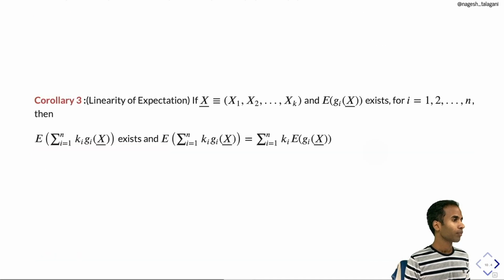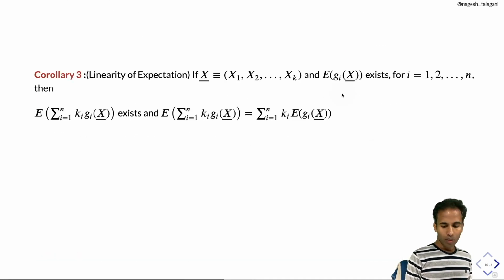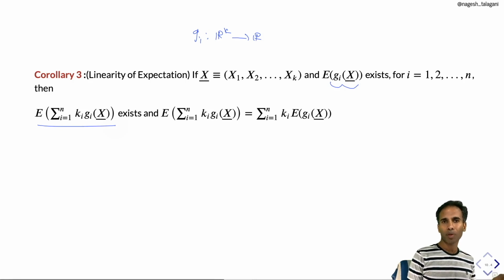Next, Corollary 3. Let X-underbar be a vector of k random variables X1, X2, ..., Xk, that is, a k-dimensional random vector. Here g1, g2, ..., gn are n functions from R^k to R, like gi is a function from R^k to R, which is a function of k real variables. If expectation of gi of X-underbar exists for i equal to 1 to n, then expectation of any linear combination of g1(X-underbar), g2(X-underbar), and so on, gn(X-underbar) exists.